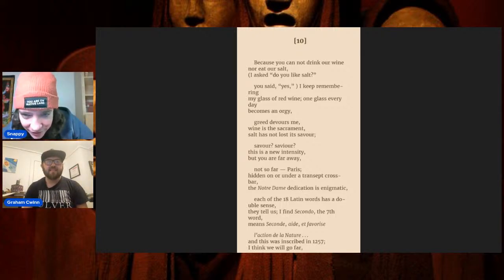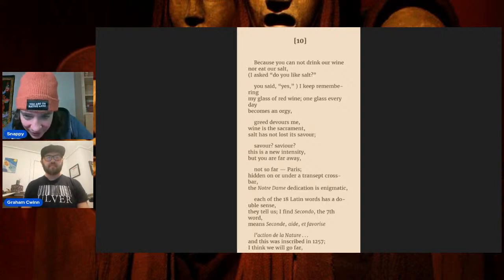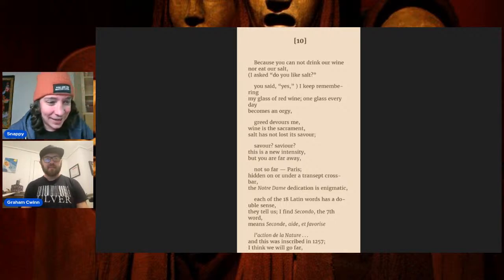And then this is wild, when we're looking at what she's pointing out in Notre Dame, the dedication is enigmatic. I find secundo, the seventh word, means secundi, aid, and favori, right? The favorite is the second, the child, right? The son. The action of nature is to give birth to the child. The child is the middle way, right? The sun in our sky, Helios, is the sixth, the middle path, the way to follow. And Dionysus is the one who shows you the path, the middle way, right? By the light of the torch, which is the light of the sun.